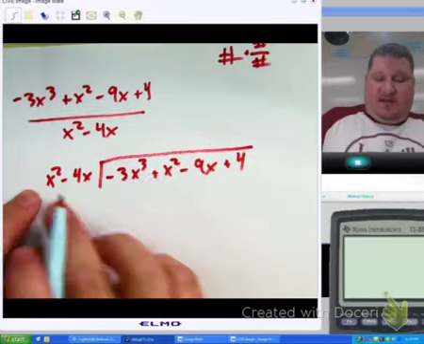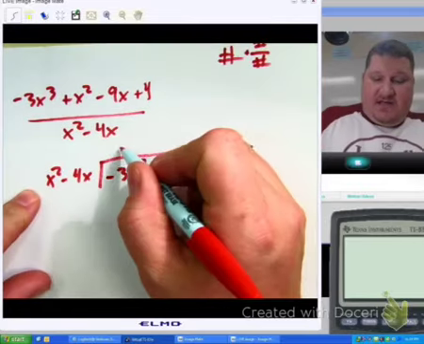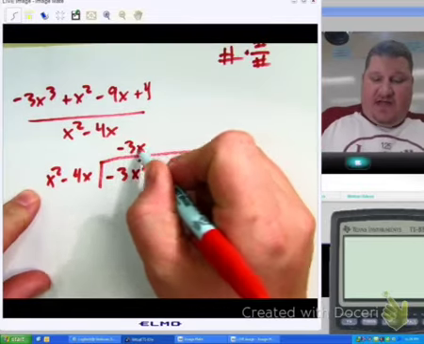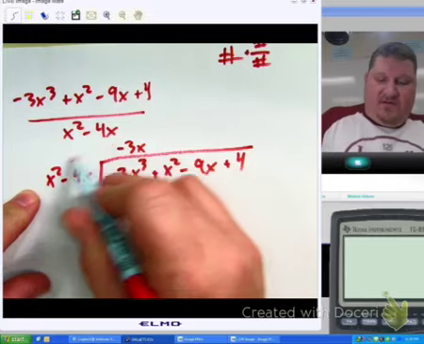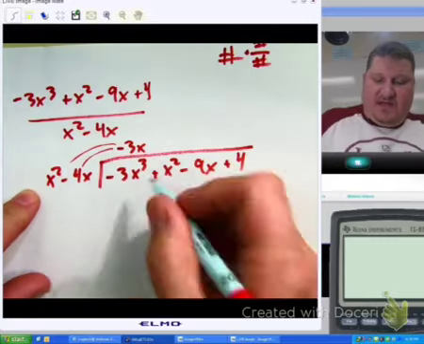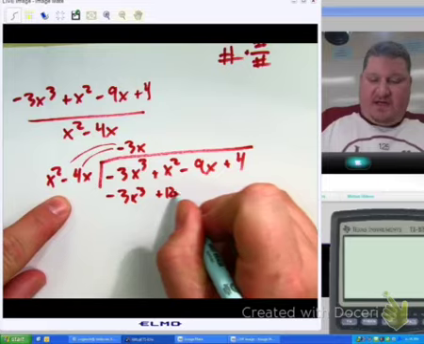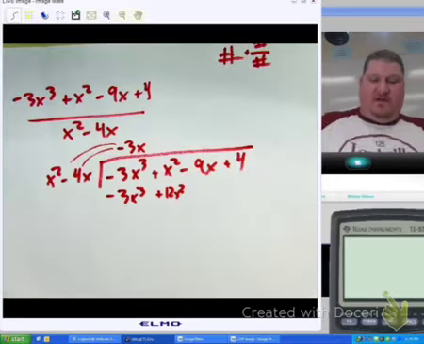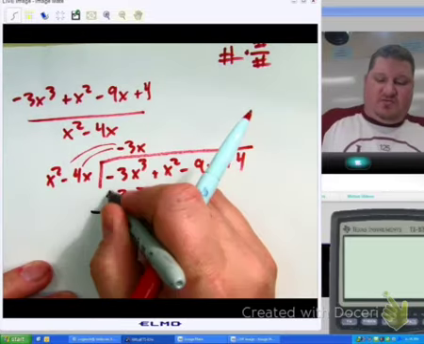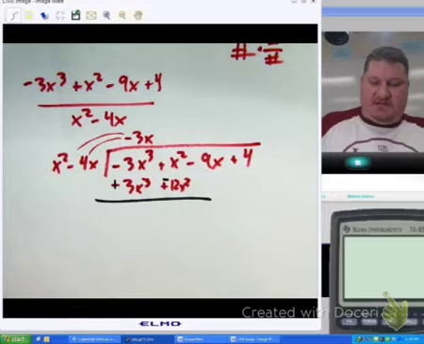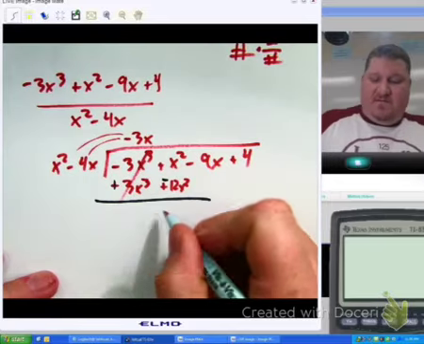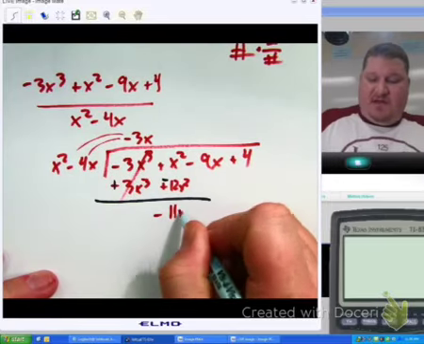Long division. It's back. Here we go. How do I turn this into this? The answer is -3x. If I multiply it by one piece, I have to multiply it by the other piece. -3x cubed plus 12x squared. Don't forget, when you're dividing, you must now switch the signs. This goes to 0. This becomes -11x squared.